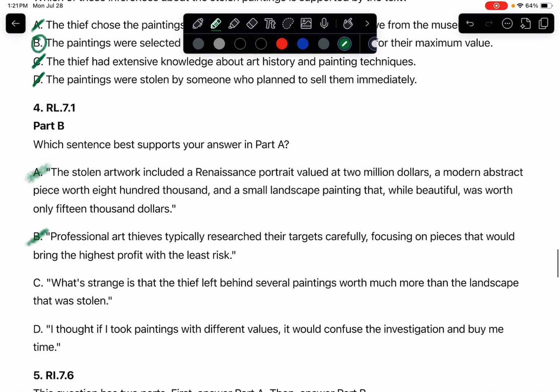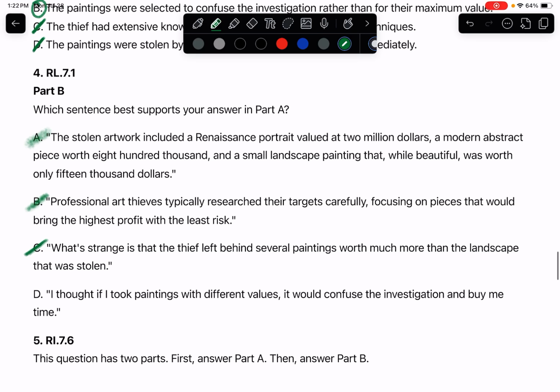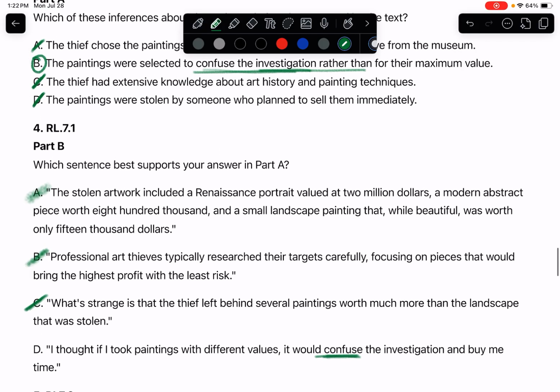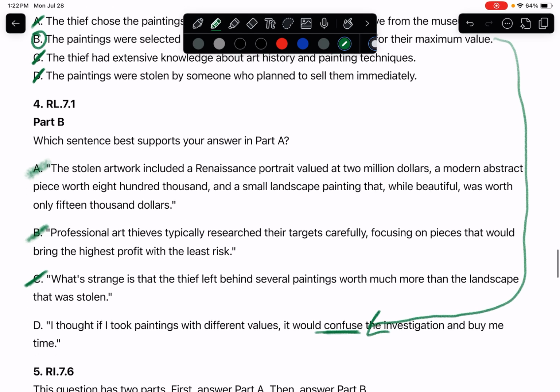What's strange is that the thief left behind several paintings worth more than the landscape that was stolen. Again, they don't talk about why he did that. And he says, I thought if I took paintings with different values, it would confuse. So he did it because of this. To confuse. This is really not an inference question because it's almost like a right there. They actually tell you that.